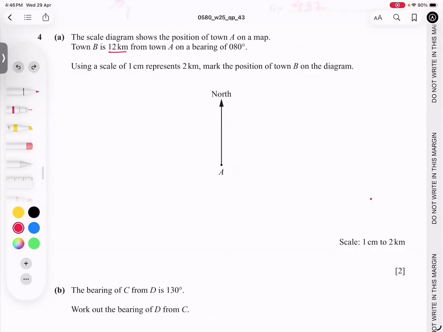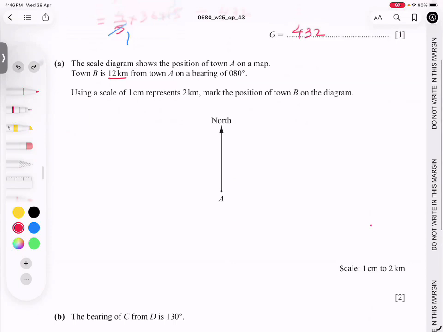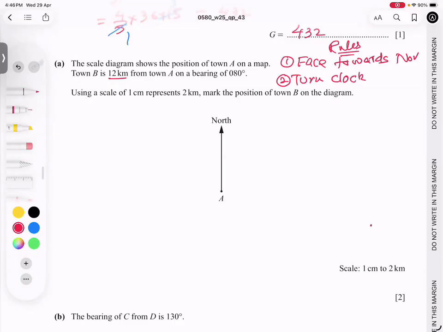Let's discuss the rules. I'm writing them on top. Rules of bearings. Rule number 1: face towards north. Rule number 2: turn clockwise till the target.